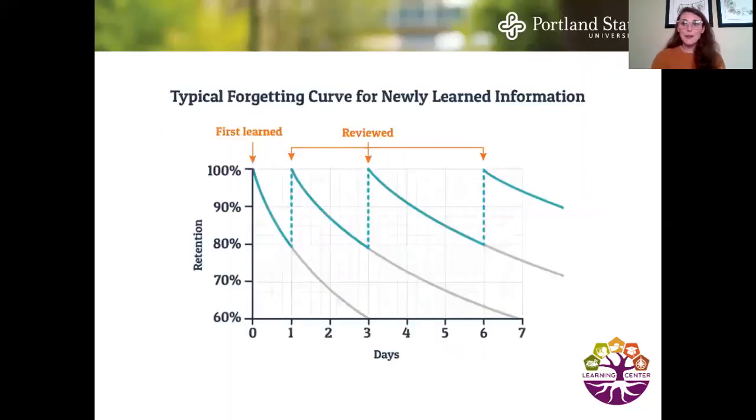So for my people that are a little bit more logical, my numbers people, this can be helpful to really reinforce why reviewing is so significant. If you're looking at the top of this graph here, that arrow that points to when you first learn a new piece of information, within 3 days, if you follow that curve down, we've lost almost half of that information. So we're at 60% after 3 days. And so that's pretty significant.